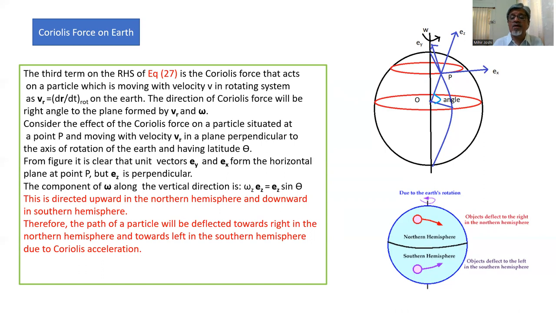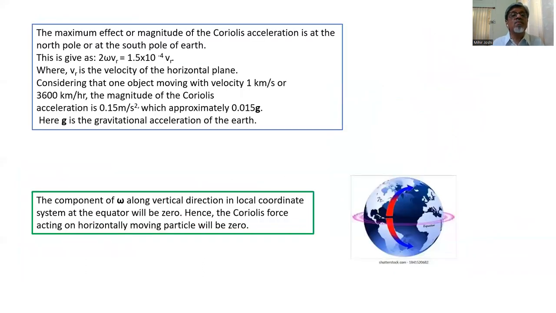And that is shown in another figure in the downward direction, that it is deflected towards the right-hand side in the northern hemisphere and opposite in the southern hemisphere. The maximum magnitude of Coriolis acceleration is at the north pole or at the south pole of Earth. This is given as follows. It is 2 omega v_r, and omega we have already found, so 2 omega is equal to 1.5 times 10 to the power minus 4, times v_r, where v_r is the velocity of a particle in a horizontal plane.